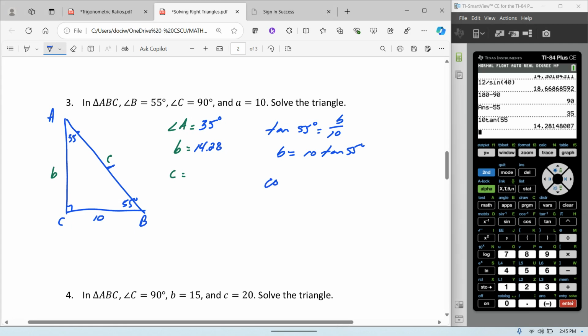To find C, now I am going to use a sine or cosine. I'm going to use the cosine of 55 degrees is equal to 10 over C. I just don't like having the unknown value in the denominator as much as possible. Sometimes you can avoid it, other times you cannot. Here's a time where you cannot.